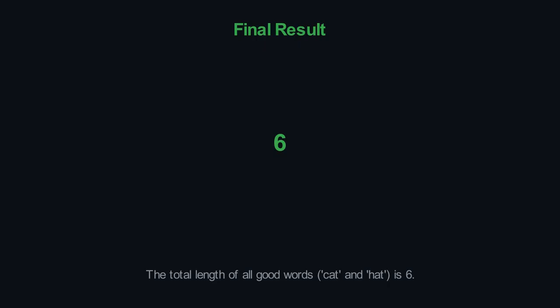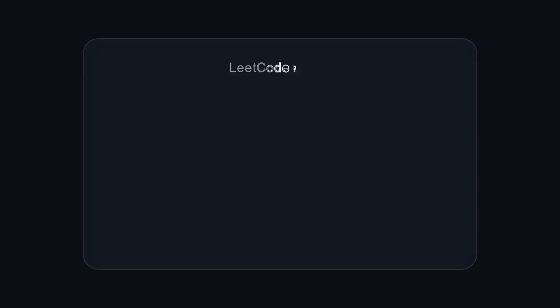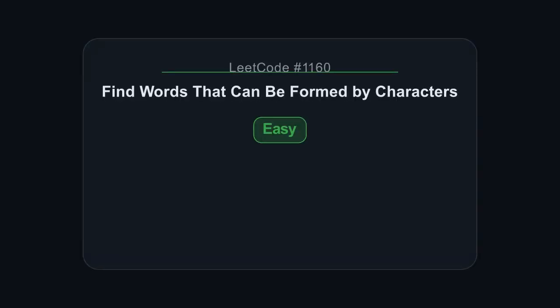This is correct because only these two words could be formed using the provided characters, and their combined length is 3 plus 3. You'll spot this character frequency pattern whenever a problem involves checking if one string can be formed from another, or if character counts are a critical constraint. Concrete signals include needing to use characters at most once, or problems asking about anagrams. It's a fundamental technique for string-based challenges.